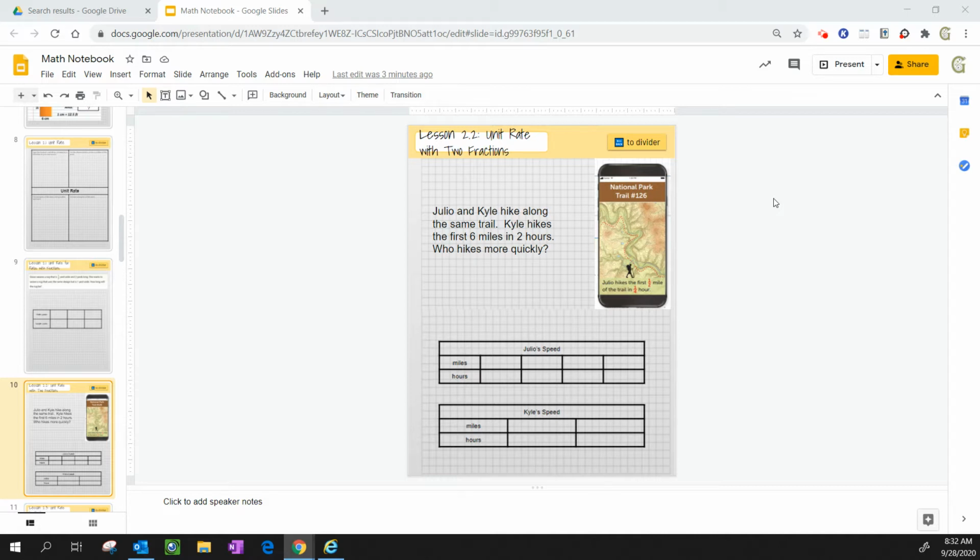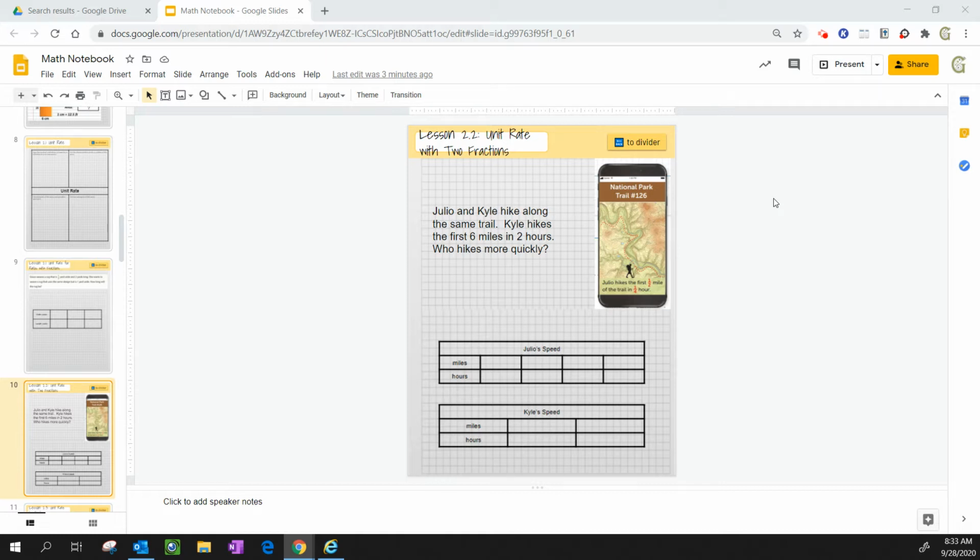They're going along the same trail, but when you look at the numbers, nothing about them is the same. Kyle is going to hike the first 6 miles in 2 hours. Whereas if you look at the little phone, it says that Julio hikes the first half mile of the trail in a quarter hour. So it would be easy to compare if we knew how quickly they could both hike 6 miles. It would also be easy if we knew how far they went in 2 hours. But that's not the case here.